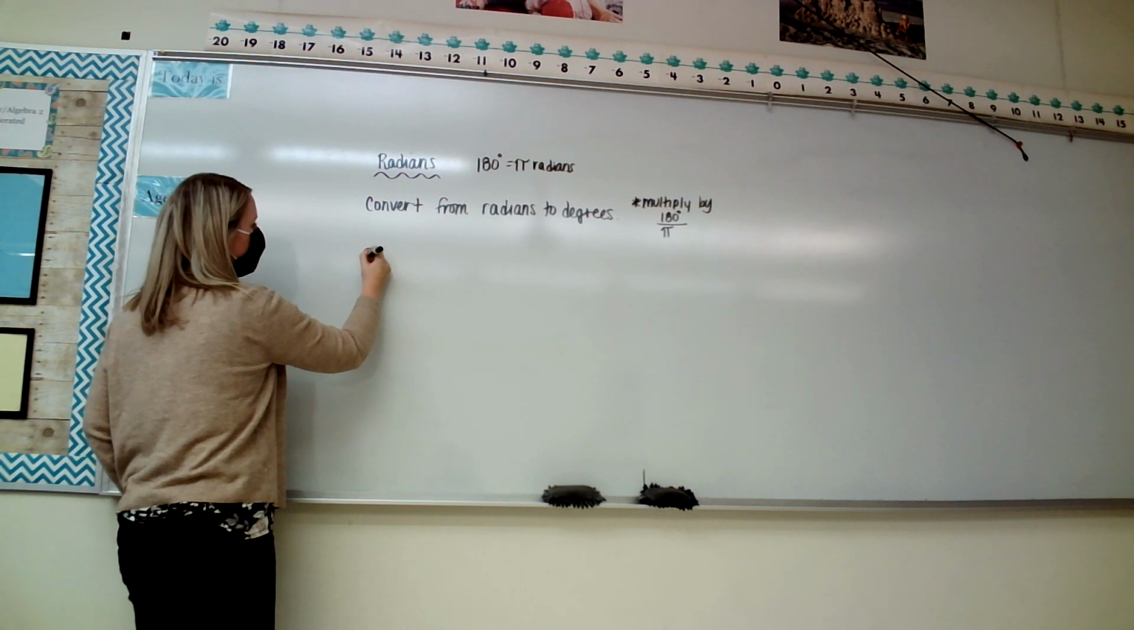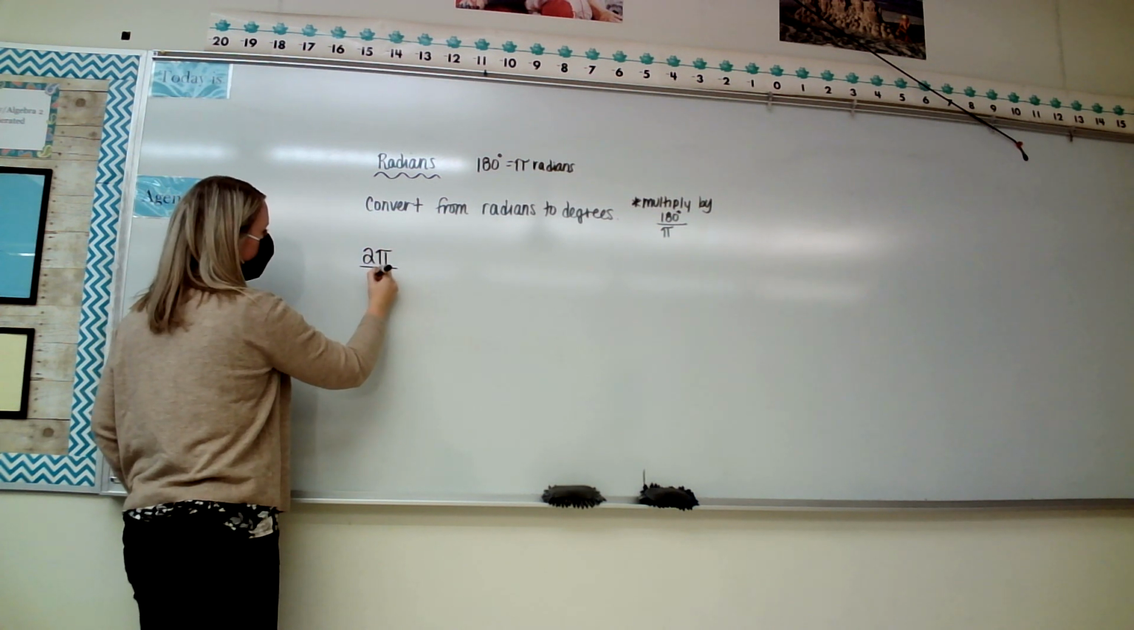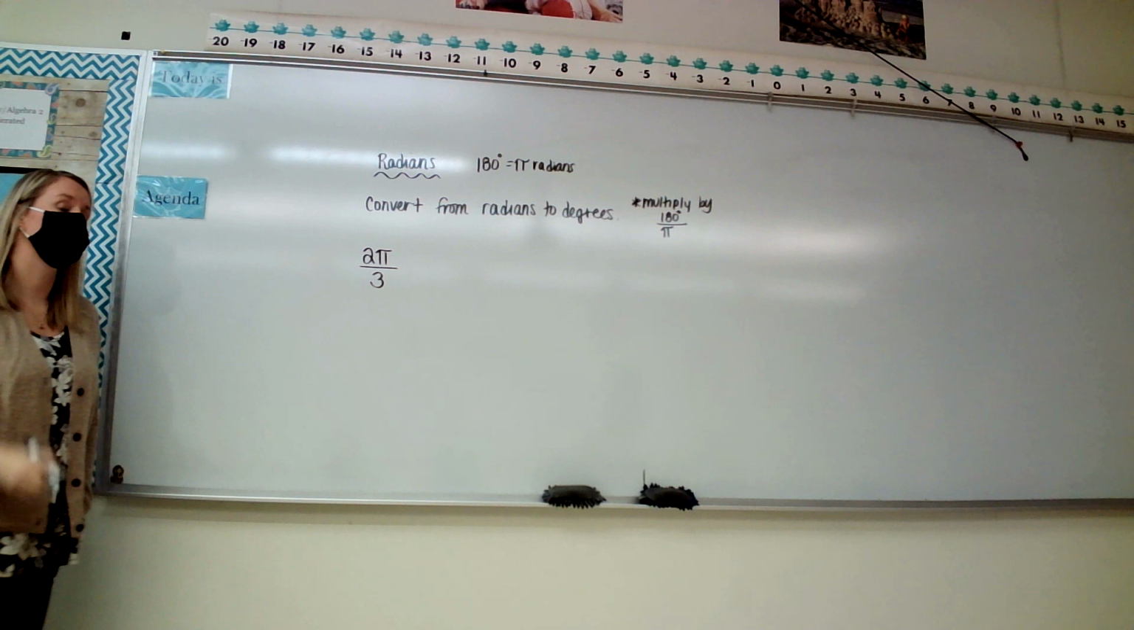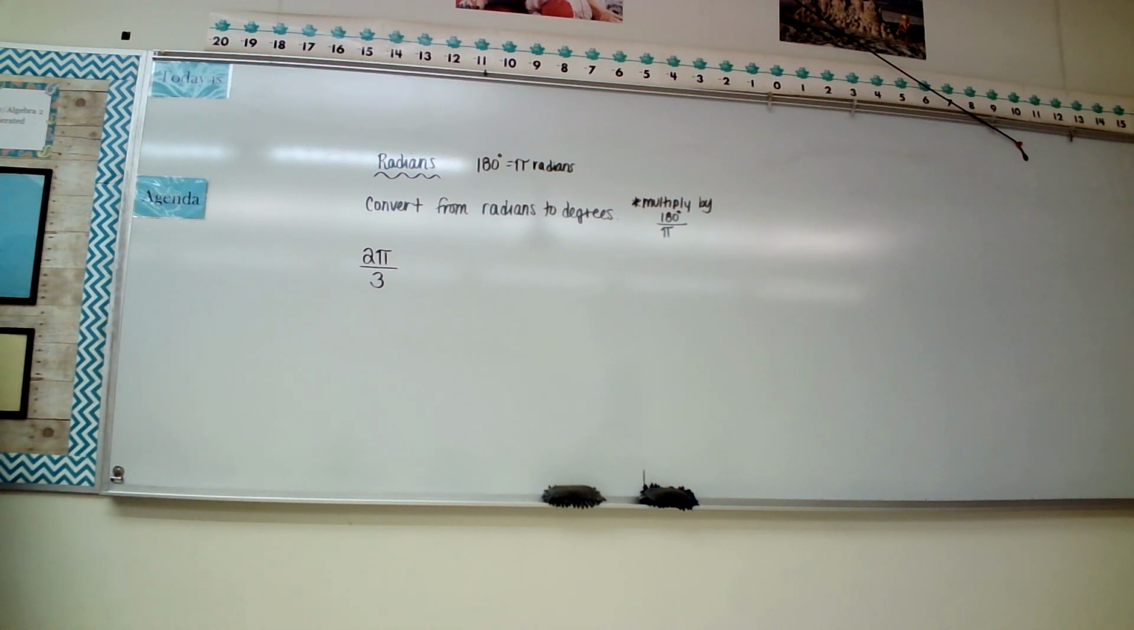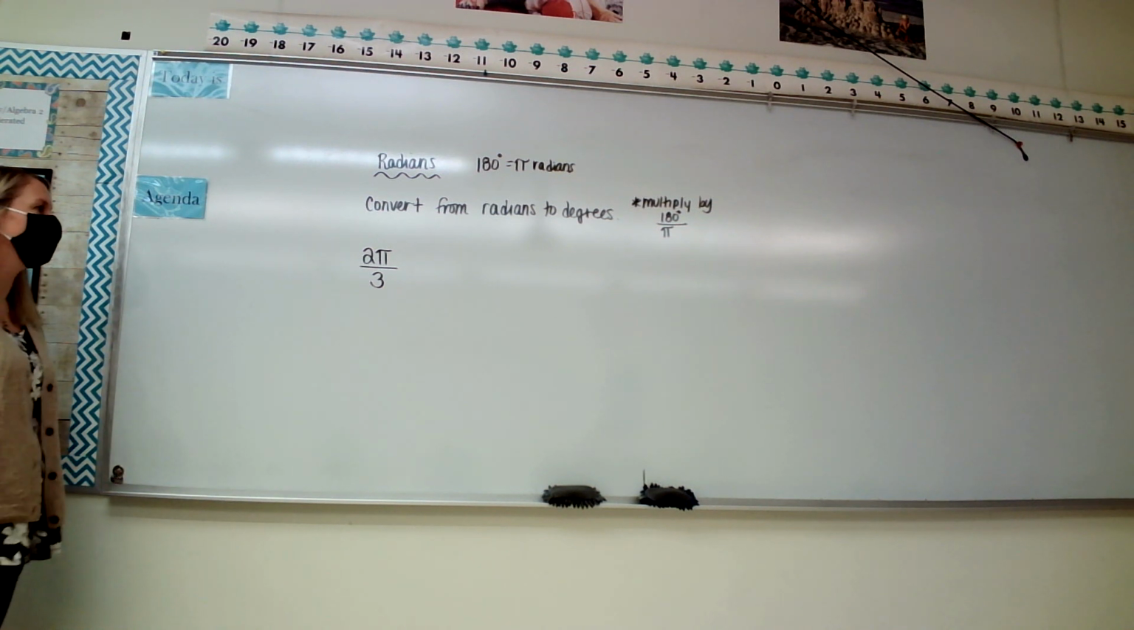So let's say I start with 2 pi over 3. That's a radian because there's no degree symbol. So that's why I always say it's important to write a degree symbol with your answer, because if you don't write it, technically it's a radian and it gets a little confusing when you go back and forth. So there's no degree symbol, that's a radian.